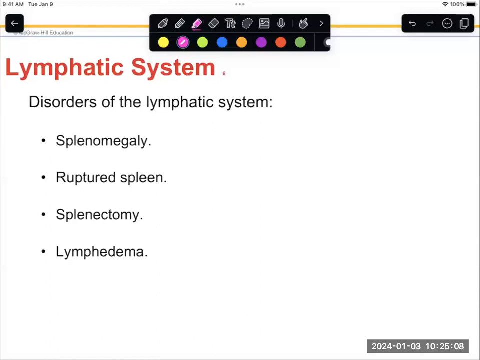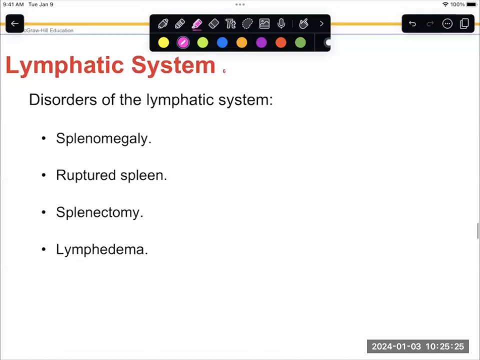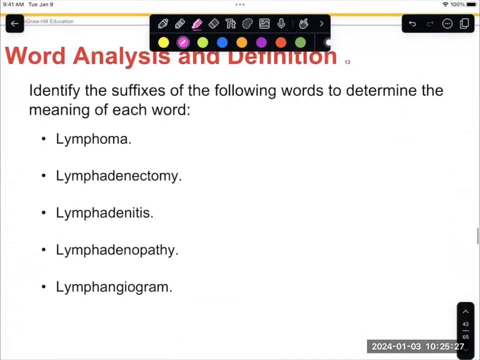We pronounce spleen, 2 E's, with that hard E versus splenomegaly and splenectomy, which have that more soft E because there's only 1 E. Pronunciation.